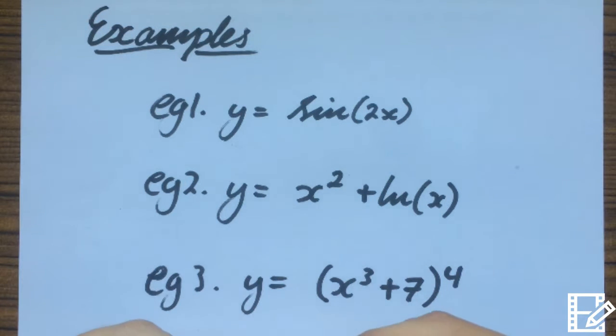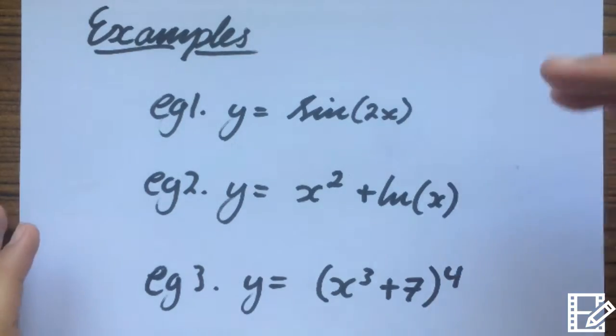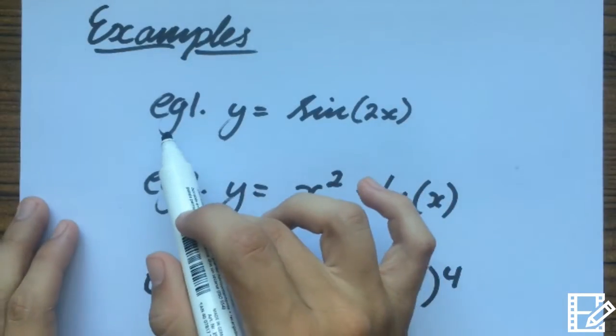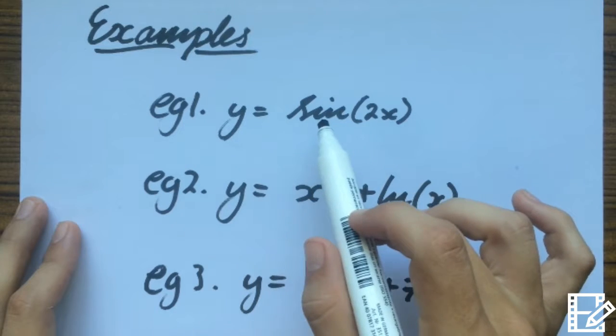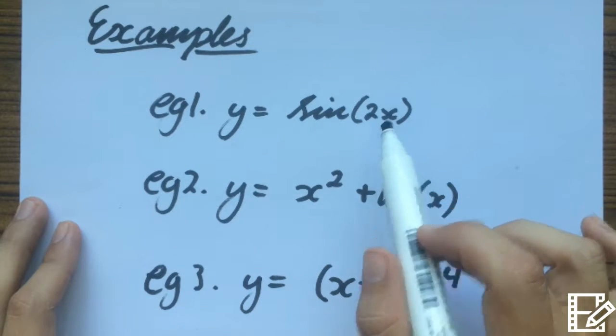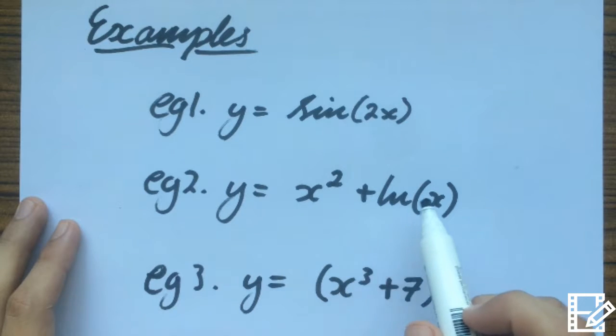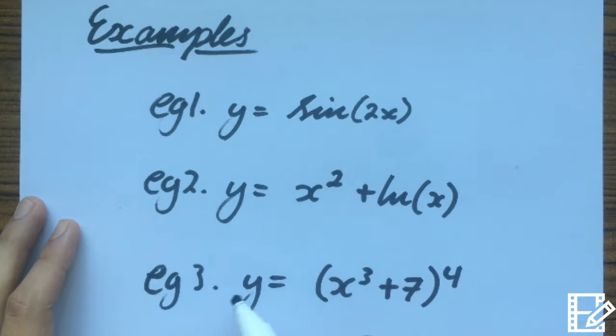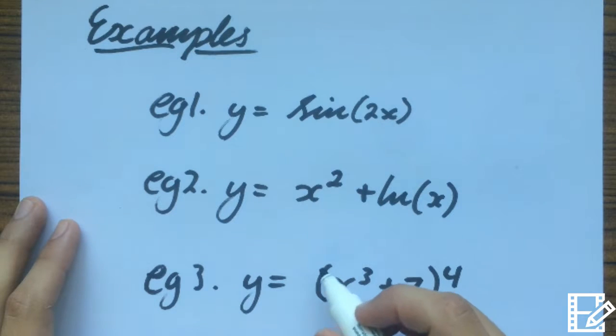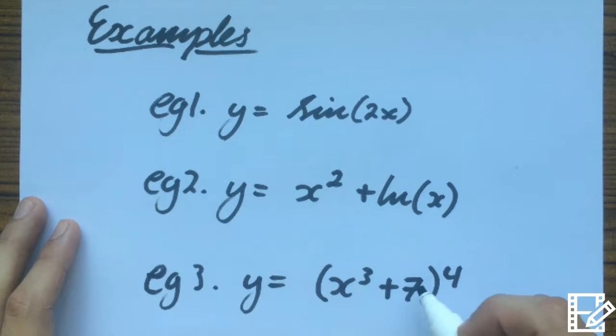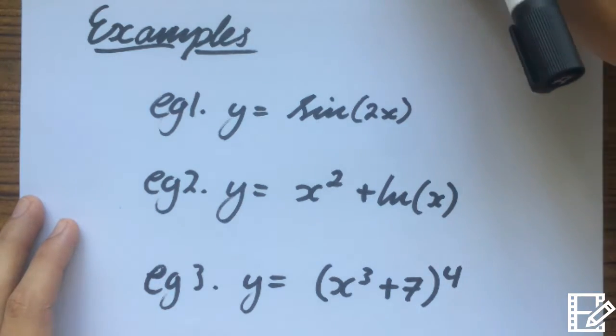These are the 3 that I'll be focusing on this episode. So example 1, we have y equals sine 2x. Example 2, we have y equals x squared plus ln x. And example 3, we have y equals bracket x to the power of 3 plus 7 bracket to the power of 4.